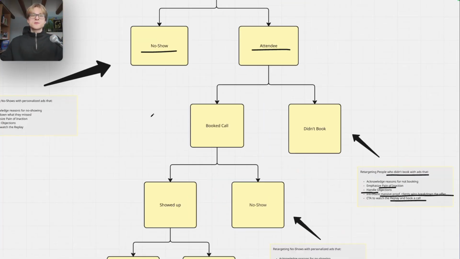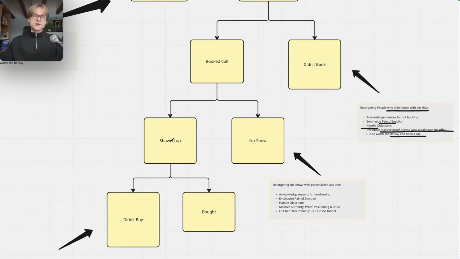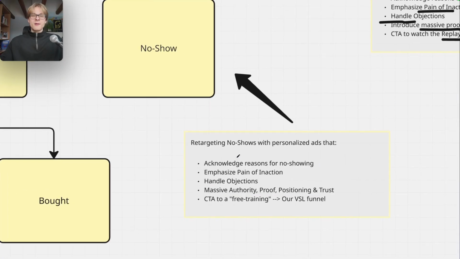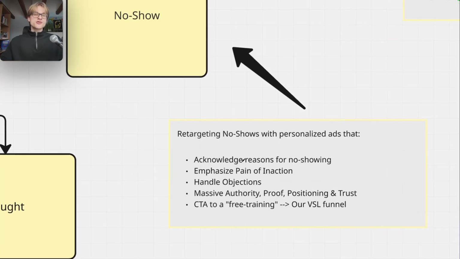Now, the next thing that happens from booking a call is they can show up or they can no-show. We retarget no-shows again with ads that acknowledge reasons for no-showing to the call and not to the webinar. So we can say something like, okay, so you've booked a call with us, but for any reason in the world, you didn't show up. And hey, man, I get it. Like, life happens. Or maybe you just didn't have enough information about us. And you just wanted to make sure that you actually commit to something which makes sense for you.